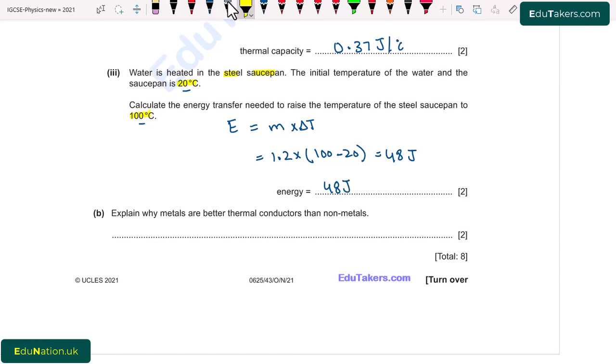Part B. Explain why metals are better thermal conductors than non-metals. So we know that in a metal there are a large number of free electrons and they move freely. That's why it's easy for conduction in the metal as compared to non-metal. So I write here, metals have more free electrons. That's why metals are thermal conductors.